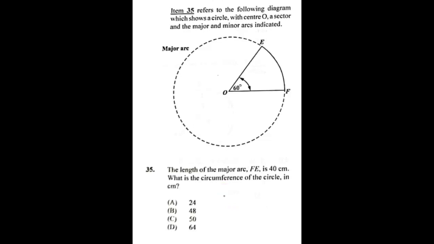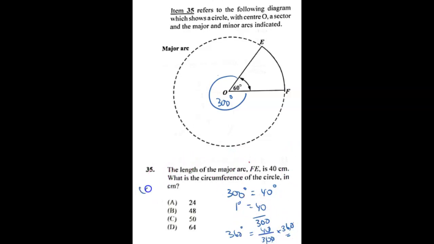Right, so in number 35, they say the length of the major arc is 40 centimeters. That's this dotted line here, right, is 40. What is the circumference? So then, what is the major arc there? Then that'll be 300 degrees. So 300 degrees is really 40 centimeters. So therefore, 1 degree will be 40 over 300. So therefore, 360 degrees will be 40 over 300 multiplied by 360. That's a different way of doing it, but it still works. 40 divided by 300 multiplied by 360, cancelling down everything, and so on. We will end up getting 48. So B is the answer.